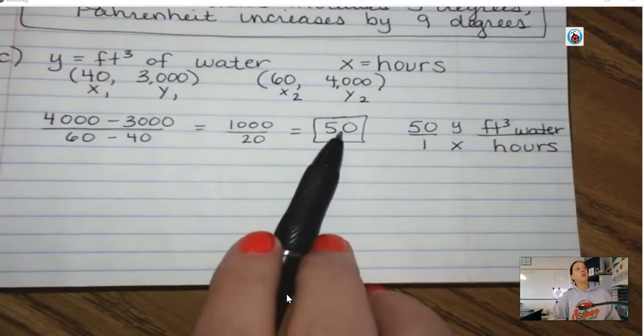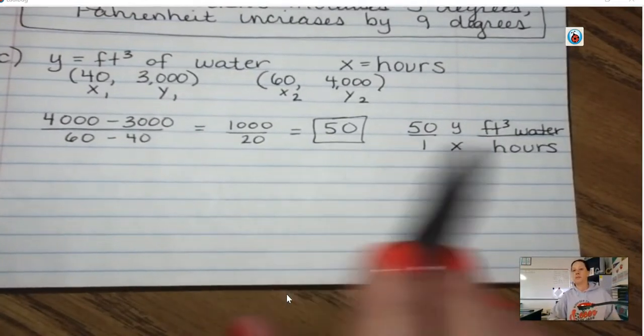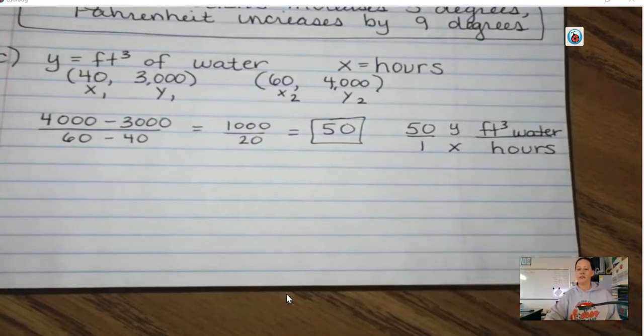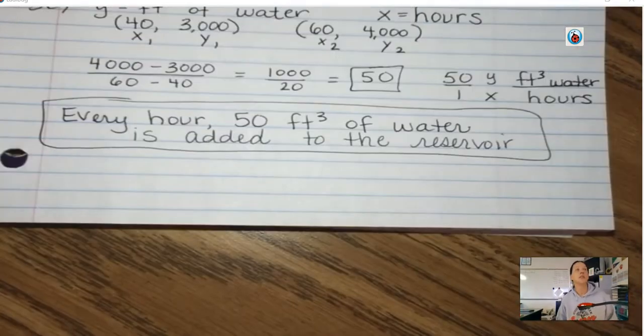So I want to know, what does this 50 mean in this situation? See if you can come up with your own sentence right now using this to help you. Your sentence does not need to be exact, but something about every hour, there's 50 cubic feet more of water in the reservoir, or it increases by another 50 cubic feet of water each hour. Questions there? Your sentence does not need to be exact, but something like that. Of every hour, it increases 50 cubic feet of water.